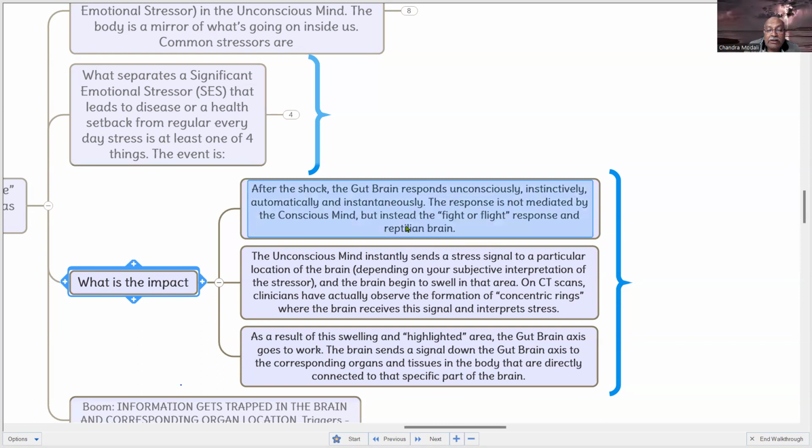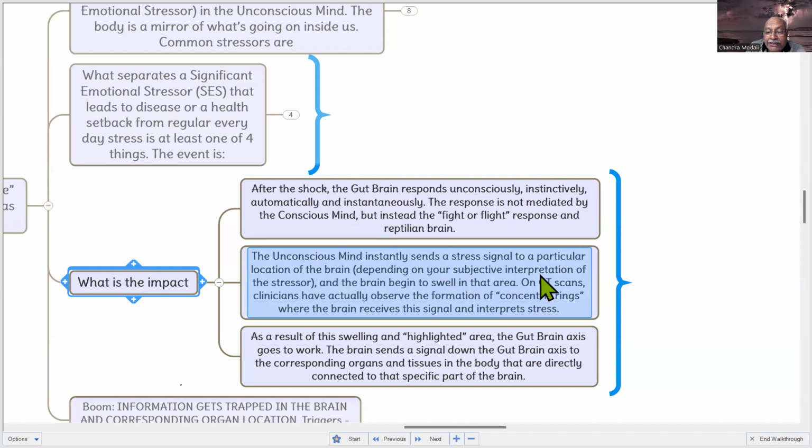the reptilian brain. That is the one that is mediating this particular action or reaction. This is part of the involuntary system, correct? Yes. The unconscious mind instantly sends a stress signal to a particular location in the brain. Logical? You are able to relate?